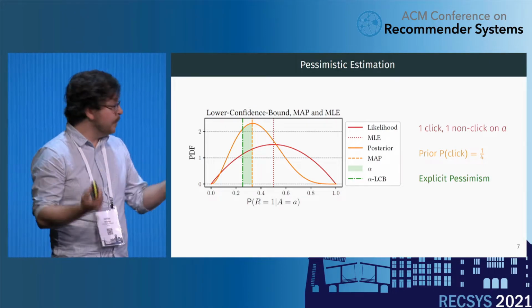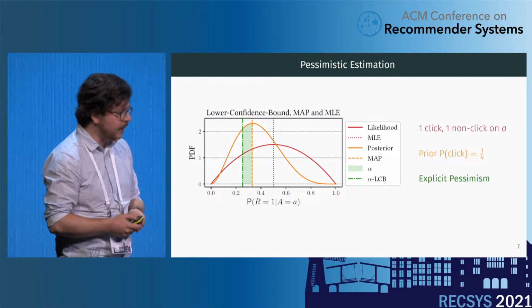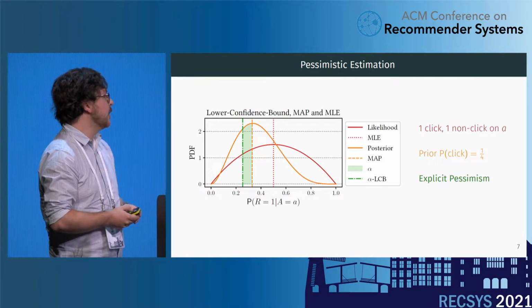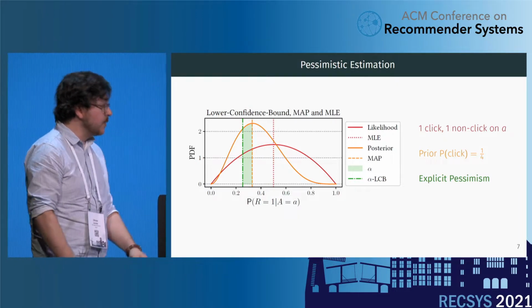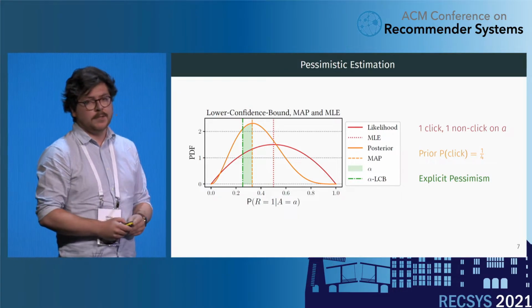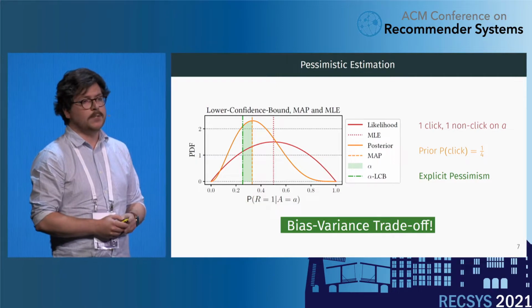And so basically this is doing some sort of sample variance penalization, and you get a nice bias-variance trade-off.